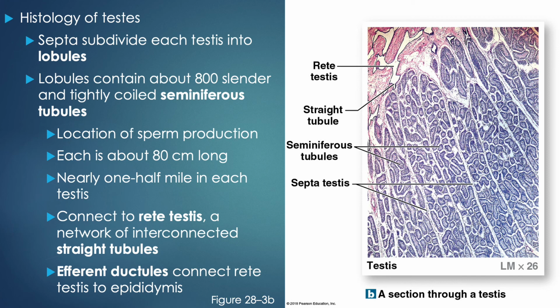So each of these really tightly coiled seminiferous tubules is going to be about 80 centimeters long, which is almost as long as a yardstick. And that's nearly 1/2 of a mile of seminiferous tubules end to end in each testis. So these will connect to the rete testis, which is a network of interconnected straight tubules. And the efferent ductules are going to connect the rete testis to the epididymis.